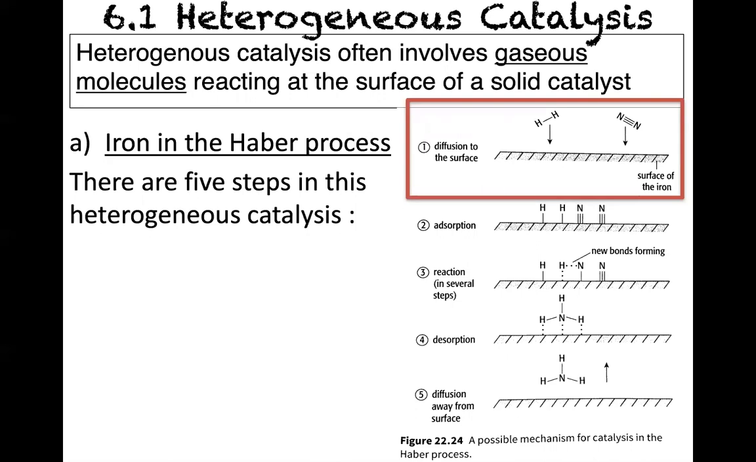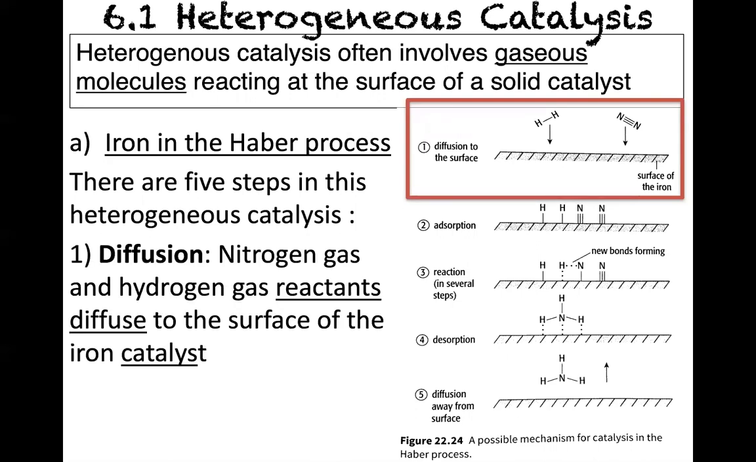So there are 5 steps in this heterogeneous catalysis. The first one is diffusion. If you look at this diagram, this is an example of the Haber process. Your reactants, hydrogen molecule and nitrogen molecule, will diffuse onto the surface of your catalyst. In this case, it's the iron.